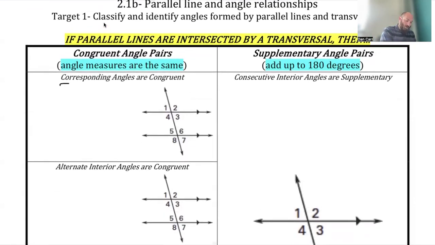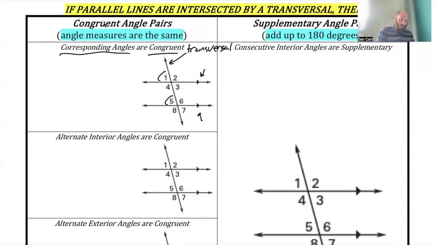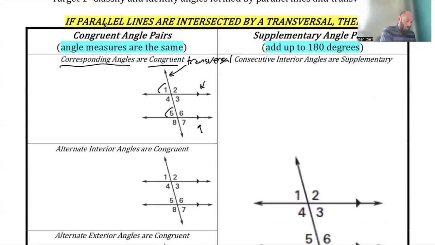Remember from before, we talked about what are corresponding angles. So in this case, we have corresponding angles like 1 and 5 for just one example. Everything in this left column is going to be congruent angle pairs. So corresponding angles are congruent. And again, it has to be parallel lines like this, cut by a transversal like this. So that's my transversal. These are my parallel lines. So that means angle 1 is congruent to angle 5.